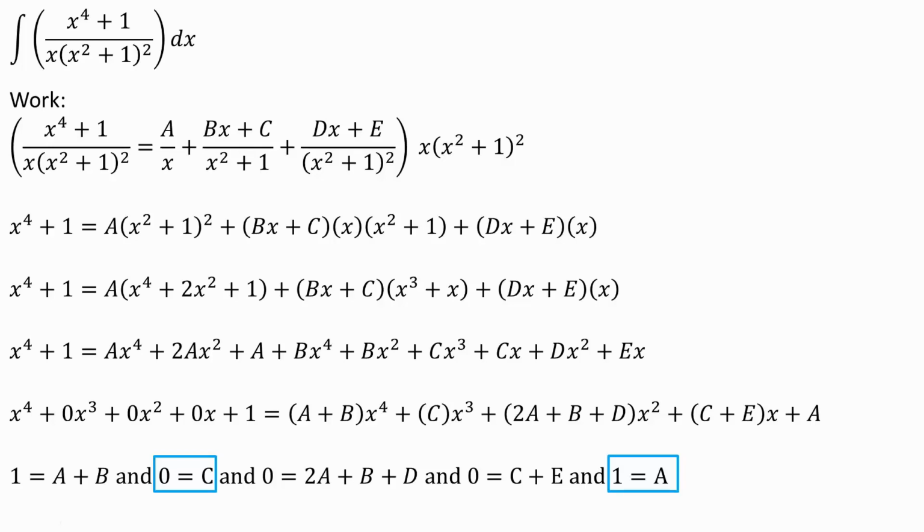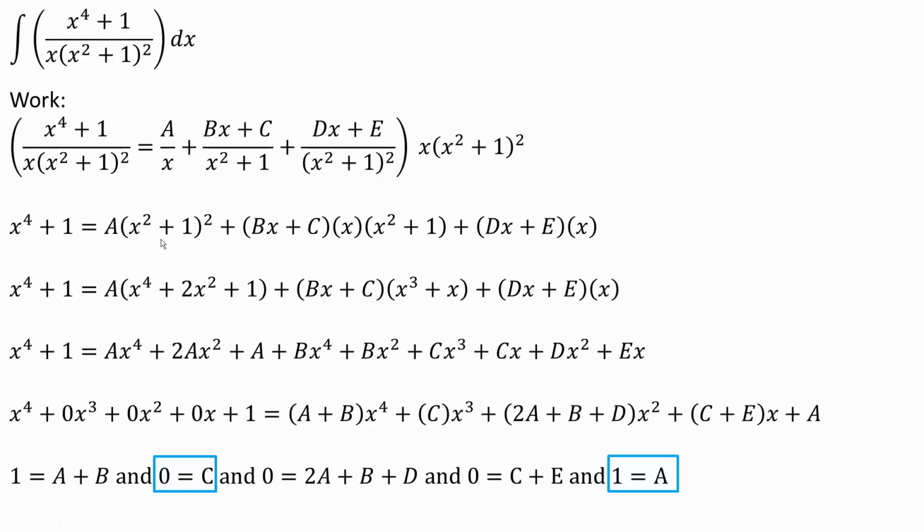So in reality, what we're doing is multiplying this whole piece by each term. And if you notice here, for example, we get divided by x, and that's why here there isn't an x, because the x is essentially canceled. And the last term, Dx plus E times x, because here we have x squared plus 1 squared, which is the same as this, but we don't have an x, so we multiply by x.